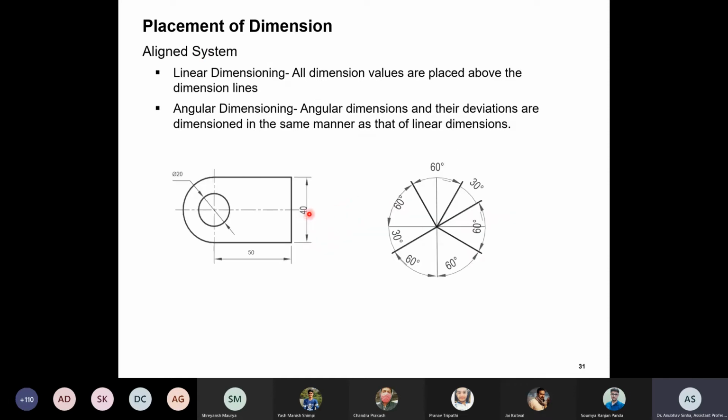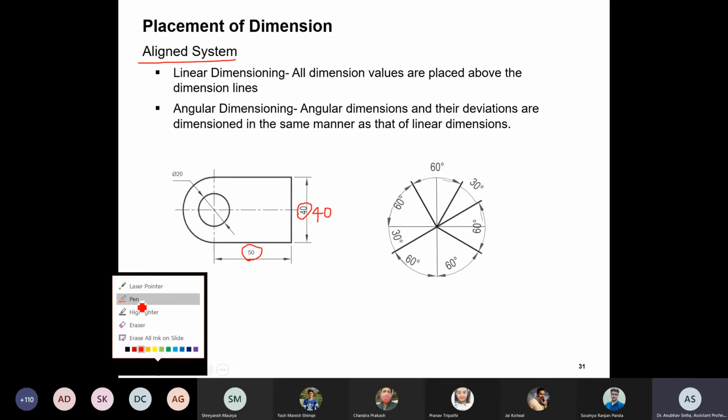If you go back, you see I am writing, this line is continuous, and the number is written on the side of that line. So the general rule for dimensioning is that you can write on top of this line and on the left of this line. I cannot write 40 here on the right side. I need to write on the left side or top. So this is for the aligned system.